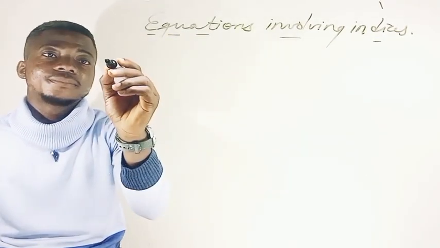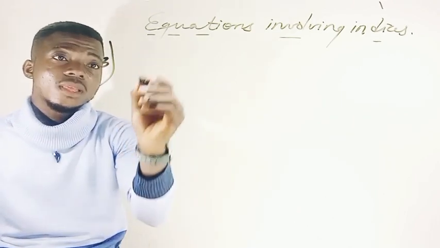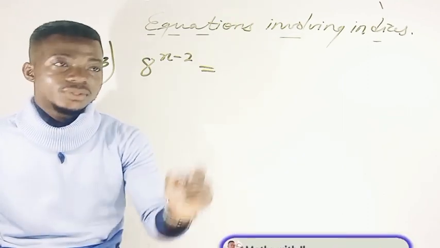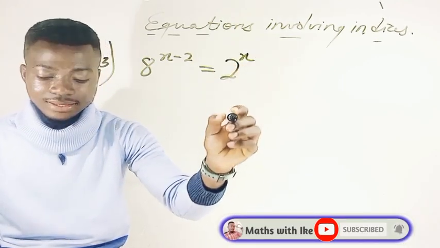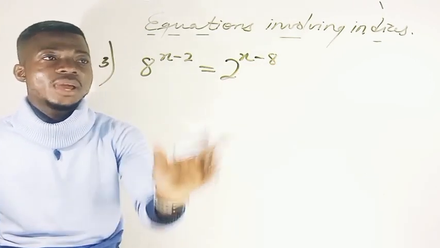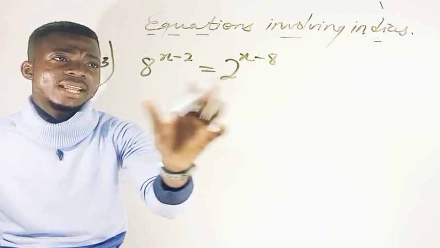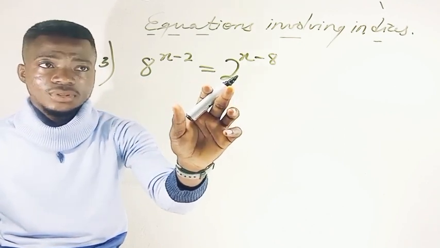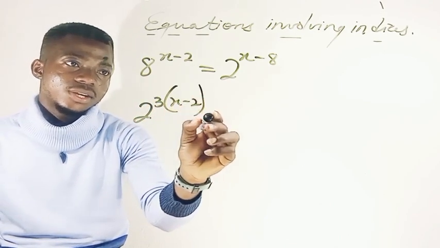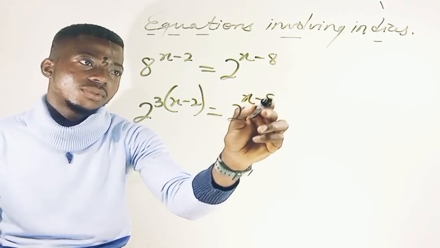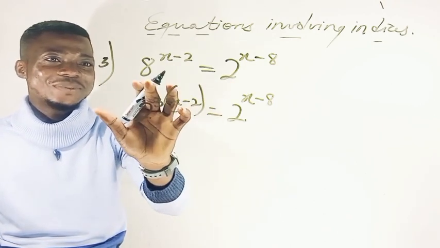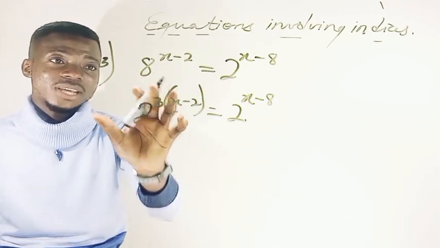So see this. Example 3. 8 exponent x minus 2 equal to 2 exponent x minus 8. Do you see? Now we have something like this. This is bigger than this, so we can reduce this one to 2. So that is 2 exponent 3. Do you agree? I wrote this one, I changed it to index form. That is 2 exponent 3, the same as 8.